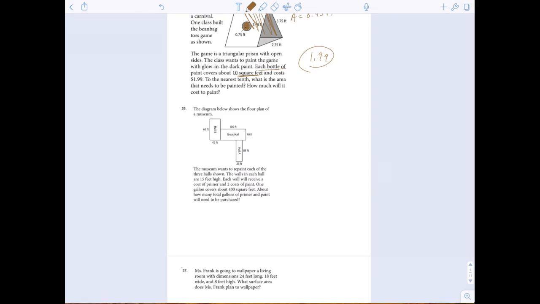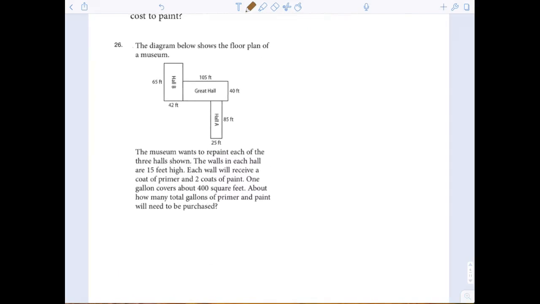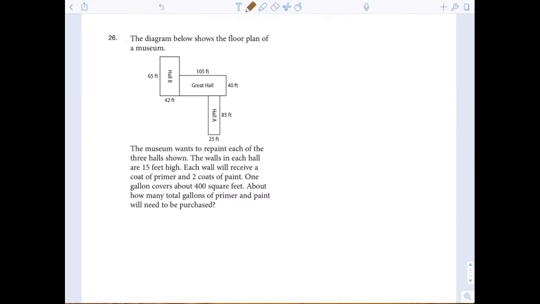Okay, let's look at one can. 1 can if you painted the front, 2 cans if you paint the front and the back. All right, let's look at number 26. The diagram below shows the floor plan of a museum. The museum wants to repaint each of the 3 halls. The walls in each hall are 15 feet high. Each wall will receive a coat of primer and 2 coats of paint. 1 gallon covers 400 square feet.